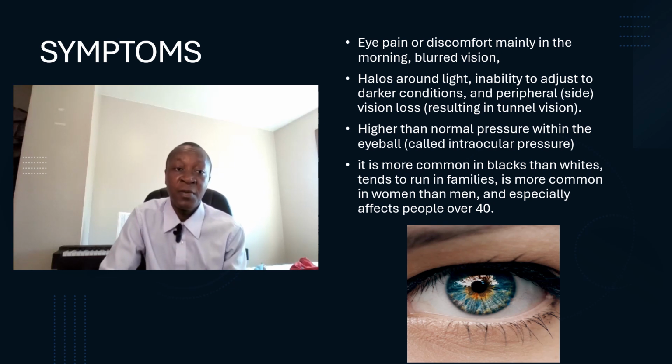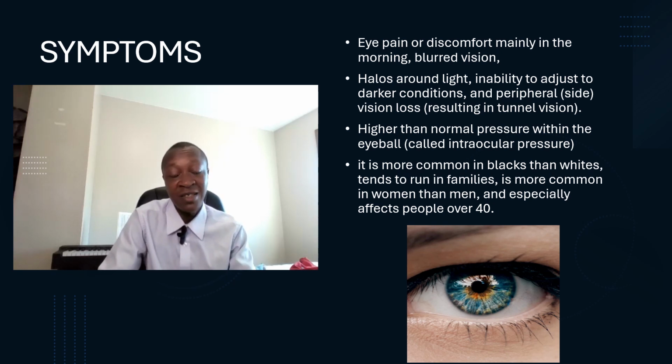So if you feel pain or discomfort, mainly in the morning, blurred vision, halo around light, inability to adjust to darker conditions, and peripheral side vision loss resulting in tunnel vision. Those are the symptoms. And higher than normal pressure within the eyeball. Sometimes you can even feel pain on the eyeball. And also, it is more common in blacks than whites.